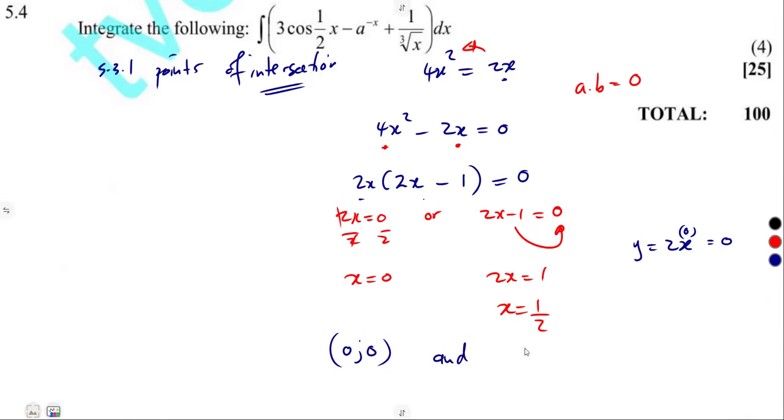And another point, when x is 1 over 2, substitute 1 over 2 here. That's 2 times a half, which is what? Which is going to give us 1. So that's (a half, 1). So those are the points of intersection that you're going to have.